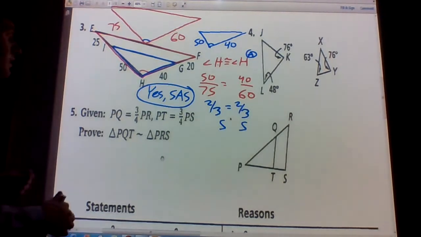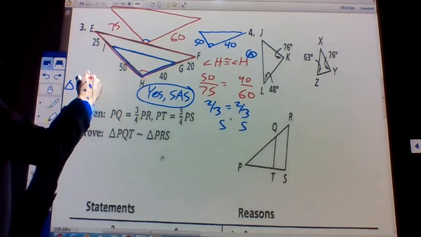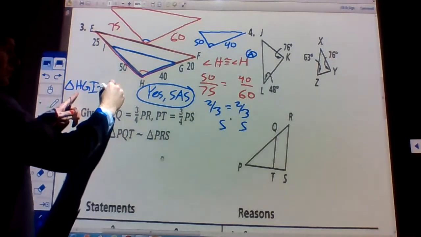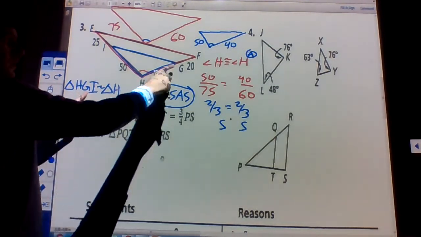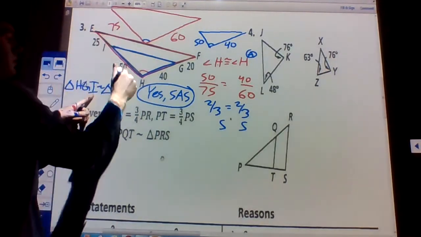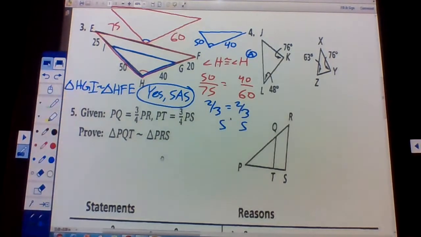Okay, and a similarity statement. So triangle HGI would be similar to triangle HFE. H corresponds with H, G corresponds with F, and then I corresponds with E. Again, you can name the first one 6 different ways. You just have to match up the vertices for the second.